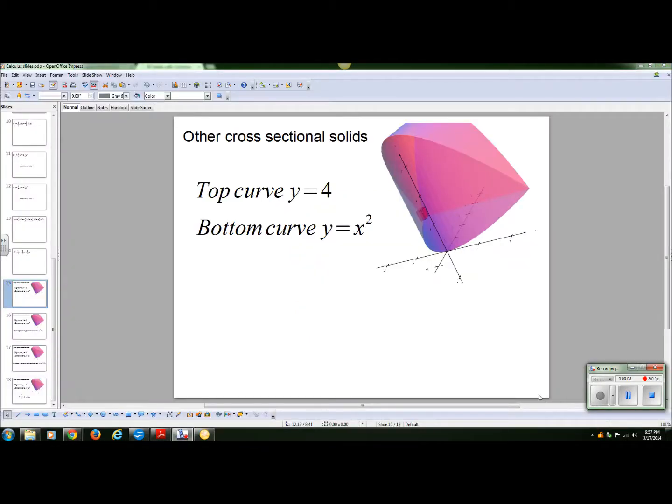So let's actually calculate the volume of one of these solids. We can actually use the one that we just looked at. And that's the one that's got this base that is the curve y equals x squared on the bottom and y equals 4 along the top. And notice that we form an artificial sort of boundary just by their intersection at the point x equals 2, y equals 4, and at the point x equals negative 2, y equals 4. So how can we do this?